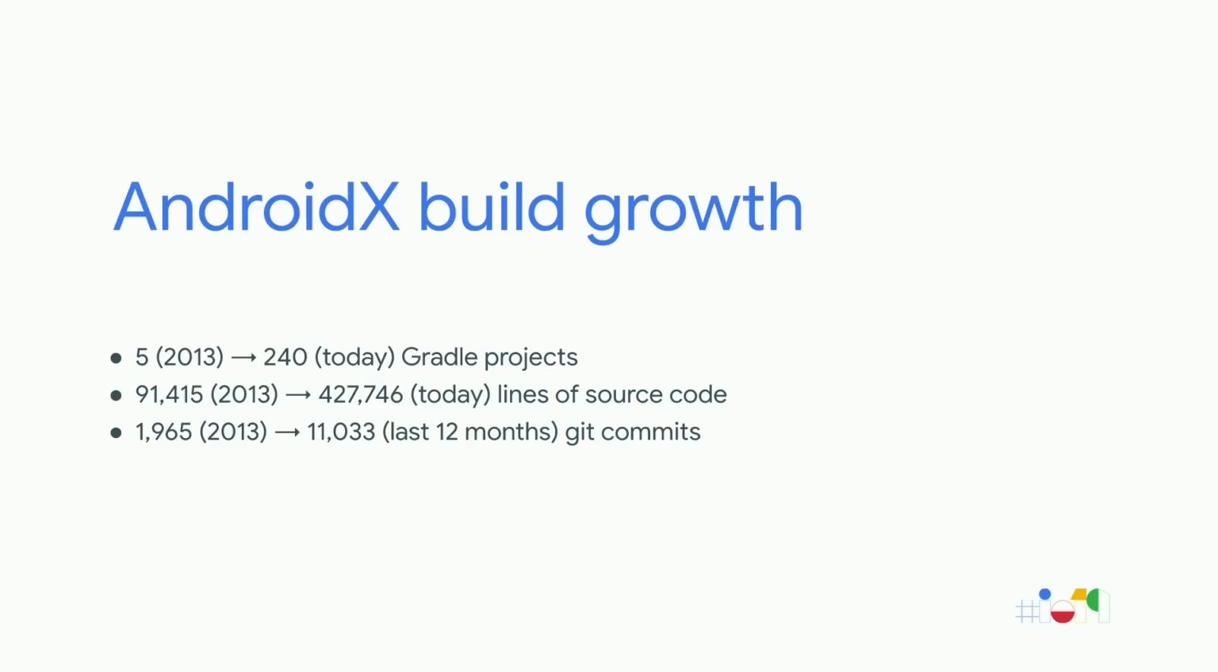For some context, over the past 6 years, AndroidX grew from 5 to 240 Gradle projects. We went from 90,000 lines of code to over 400,000. We have an order of magnitude more commits writing all the cool libraries for you guys, like Jetpack Compose and others. But as you can imagine, the initial Gradle config just couldn't keep up with this. It was not a good enough setup. So in this talk, we will focus on how we made it better and how we improved.